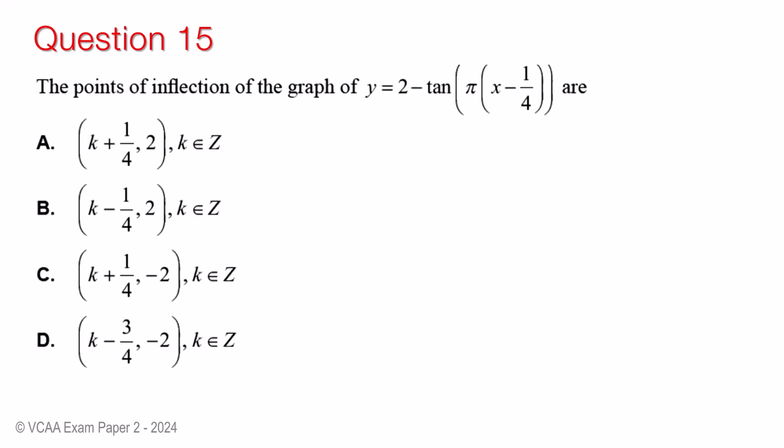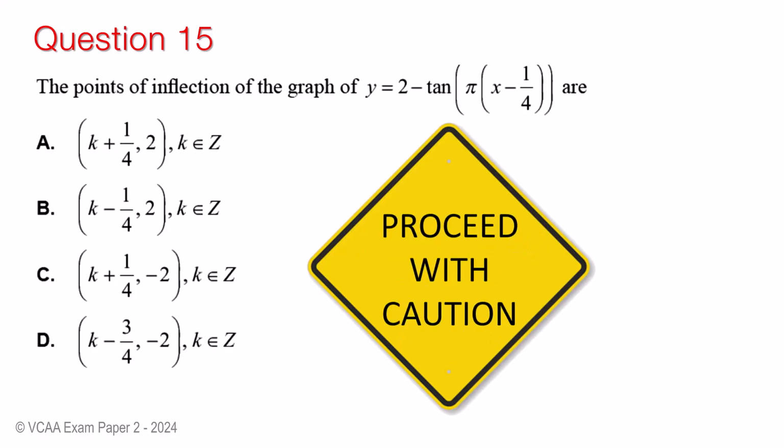Question 15. This question should have been relatively straightforward, yet only 53% of students got it correct. Furthermore, the distribution of incorrect responses indicates that in fact the majority of students were probably guessing. So we will proceed with caution.